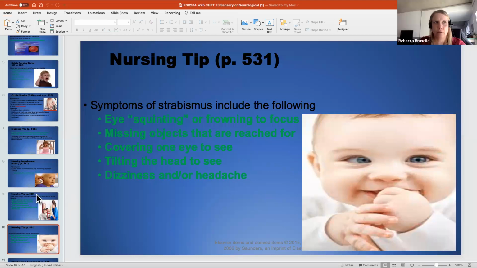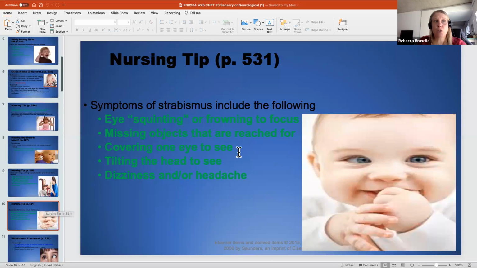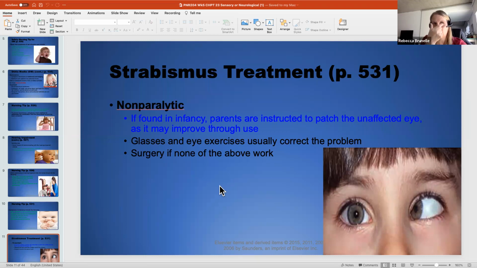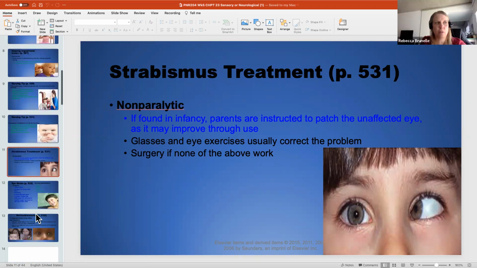So strabismus is the muscle, and then one that's very similar is amblyopia, and that's visual acuity, where one eye sees better than the other eye, and it ends up being the same thing where they don't track and focus together. And the treatment is also the same, where they start with patching. They can also put prisms in the glasses to help the eye focus. And then if none of those things work, they can do surgery.